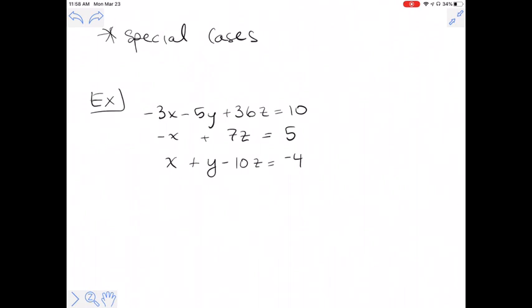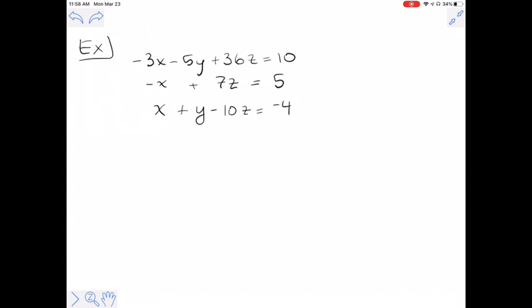If you recall from section 5.2, when we solved systems of equations with 3 equations and 3 variables, there were some special cases. We could have no solution or infinitely many solutions. And the same thing will happen if you're solving using Gaussian elimination, we could still have a case of no solution or infinitely many solutions. So I want to show you what that looks like. So we're going to solve this one using Gaussian elimination.